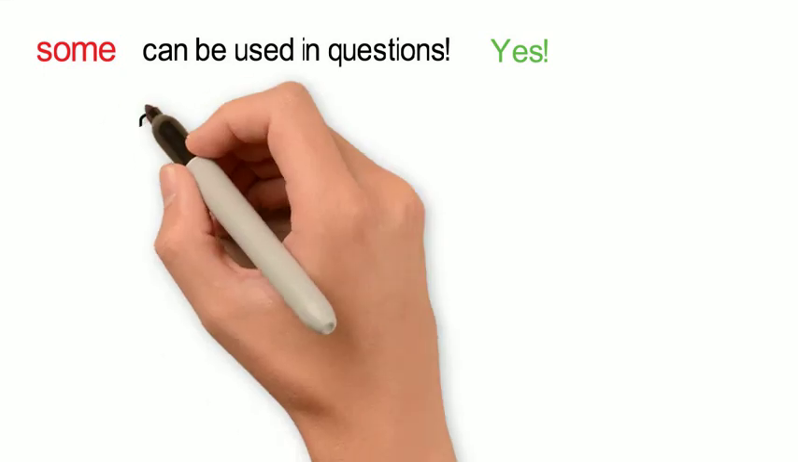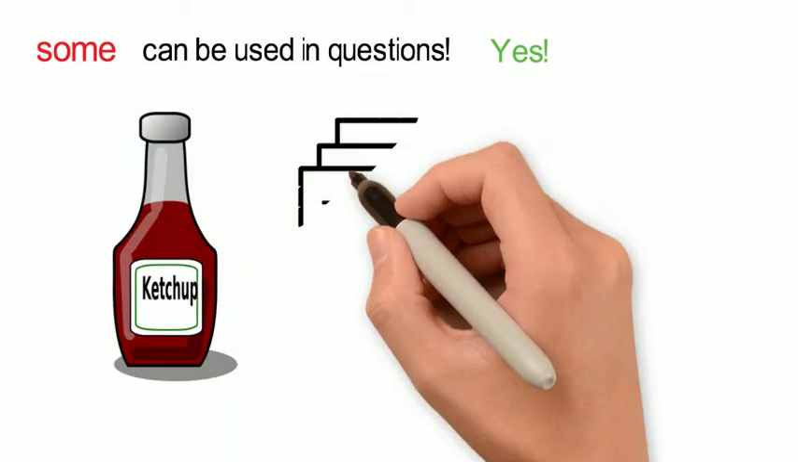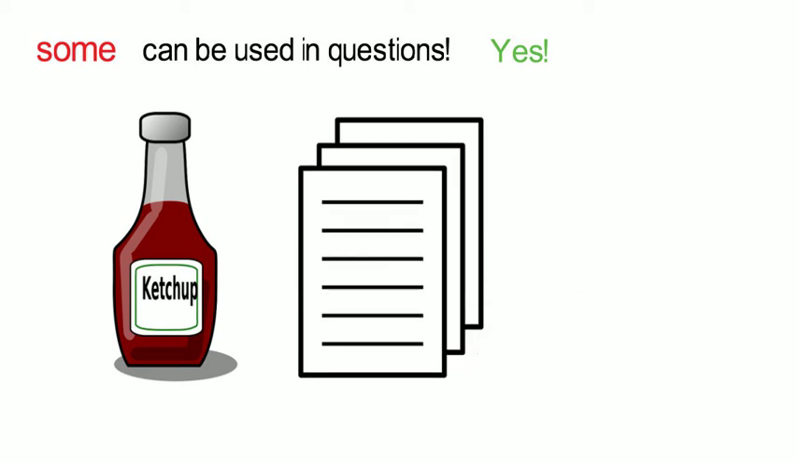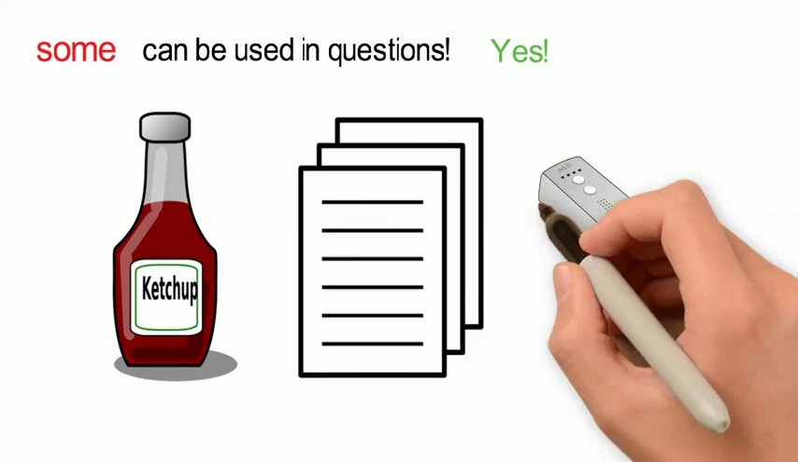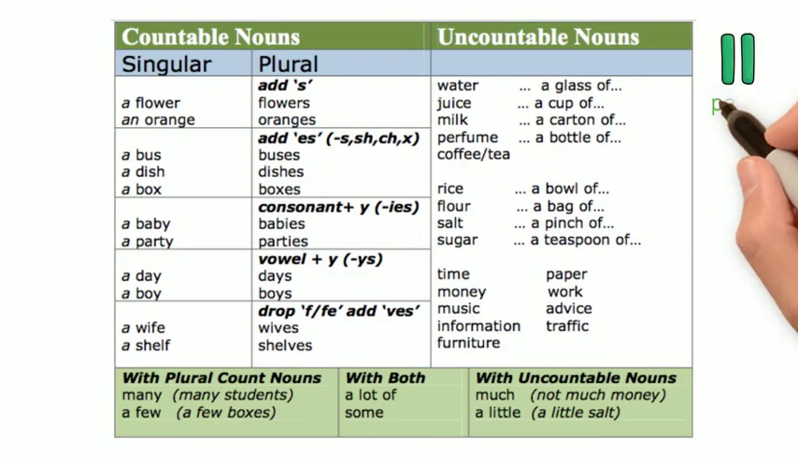Some can be used in a question, but usually when you expect the answer to be yes to a request, such as, can I have some ketchup? Can I borrow some paper? Can I borrow some Wii games? All of this information can be found in this table.